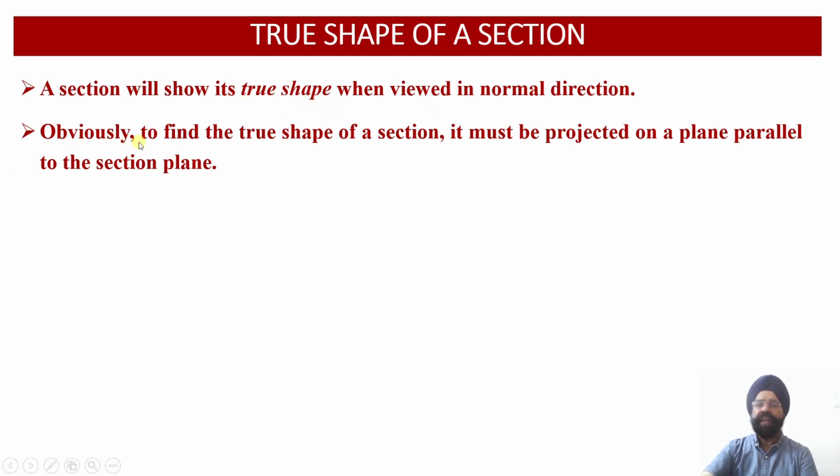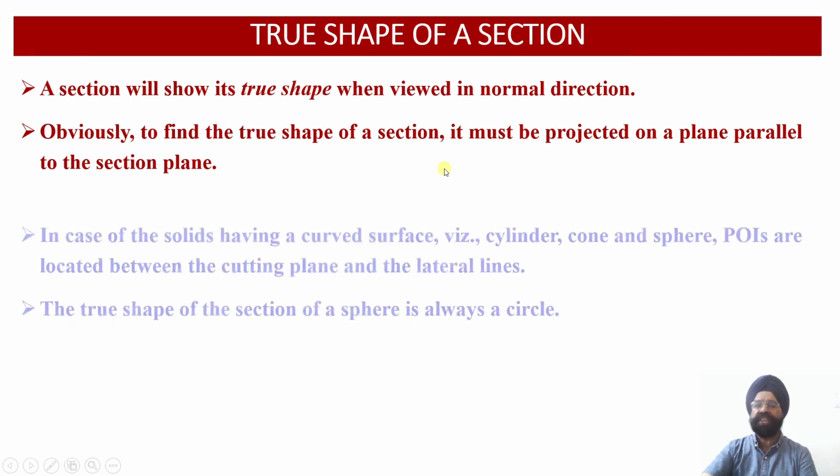So obviously, to find out the true shape of a section, it must be projected on a plane parallel to the section plane over there. So we have to project our cut section on a plane which will be parallel to the section plane.